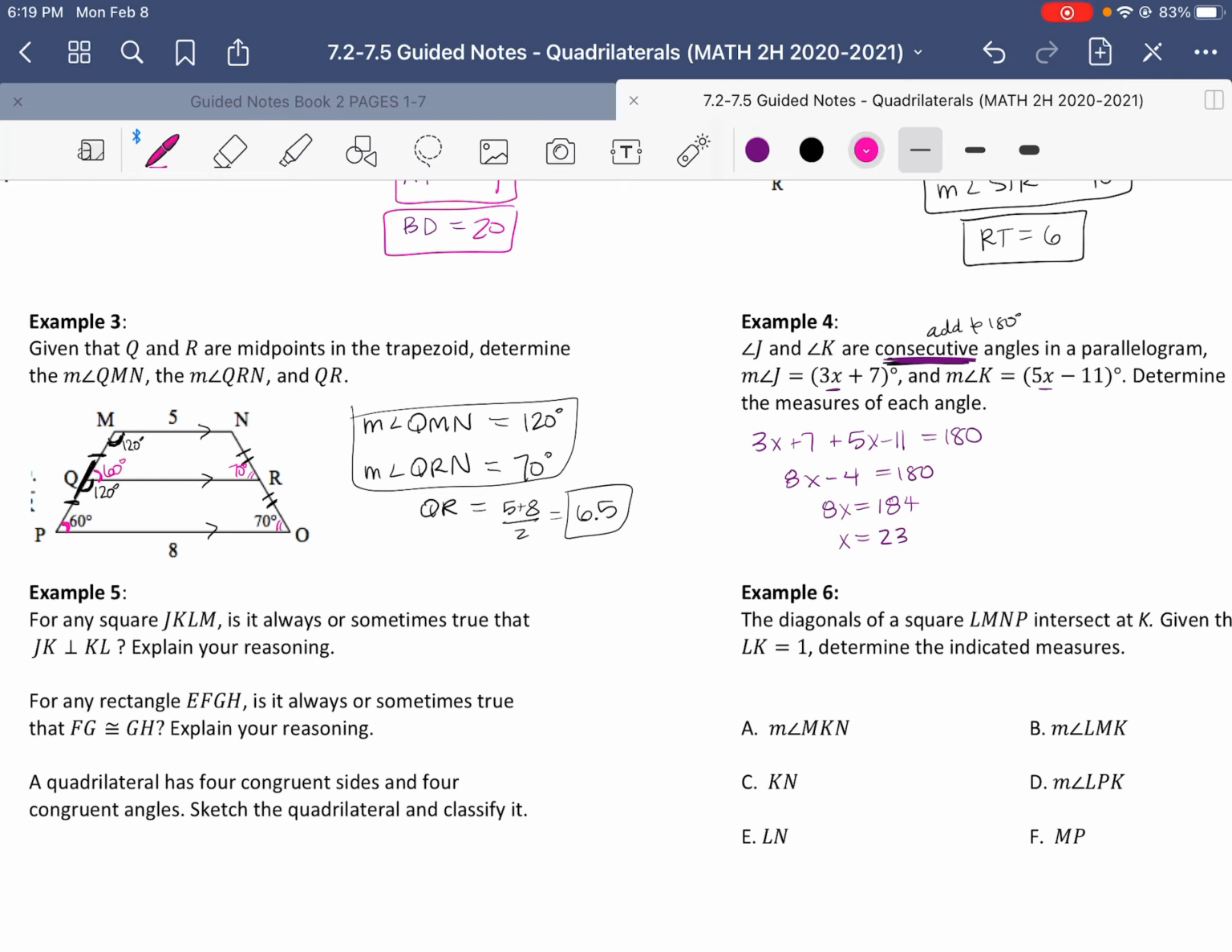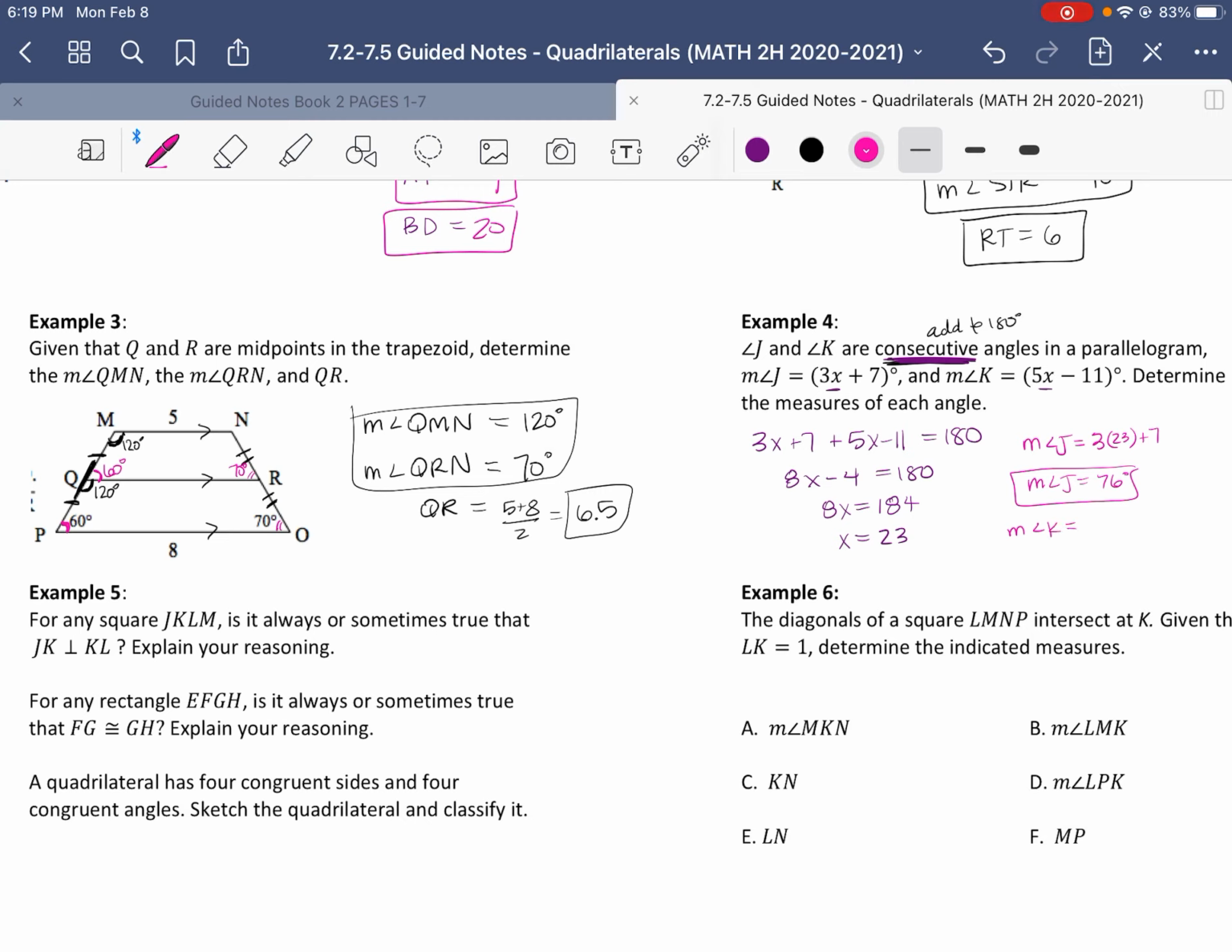Now we're asked to find the angle measures. So then you're going to say, well, measure of angle J is equal to 3x, and we know the x now is 23, plus 7. So if we go ahead and do that, right, we multiply 3 times the 23, and then we add 7, we end up with 76 degrees. So the measure of angle J is 76 degrees.